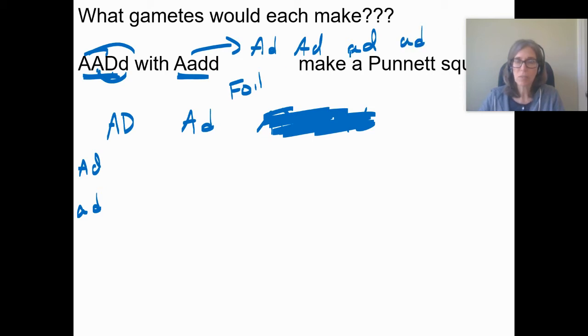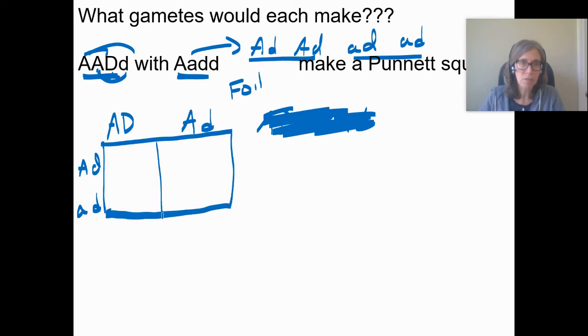Notice the repeats. If you have two of these and two of these, it's okay to just write one. So although this is a dihybrid cross, I don't have to do one of those huge Punnett squares like I would have to with the last example.